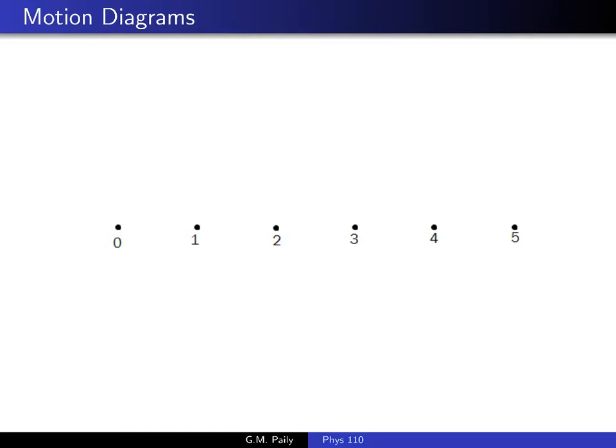In this example, we see that as the time progresses from 0 to 1 to 2 to 3 to 4 to 5, the position changes. And it changes in a very uniform manner. The spacing here is the same as the spacing here, the same as the spacing here, and so on. What information can we extract from this motion diagram? We have been given the positions and the times.